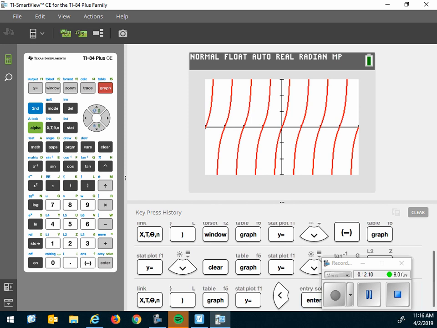So I want you to look on number 4. How does B affect the graph? What is the original period of tangent? Original period is pi. Your new period is pi over b.